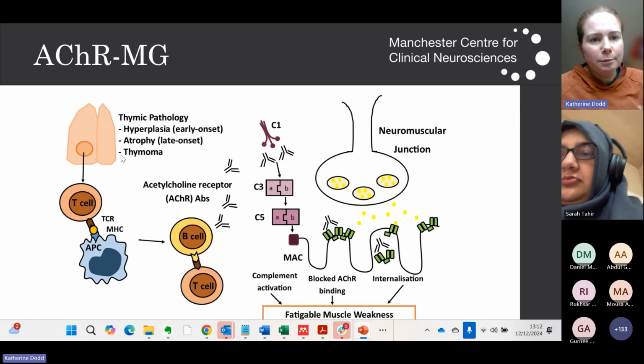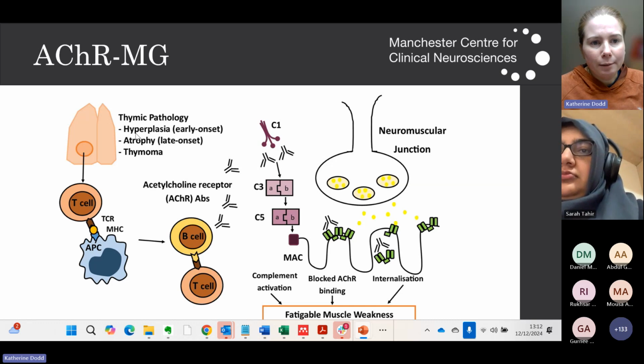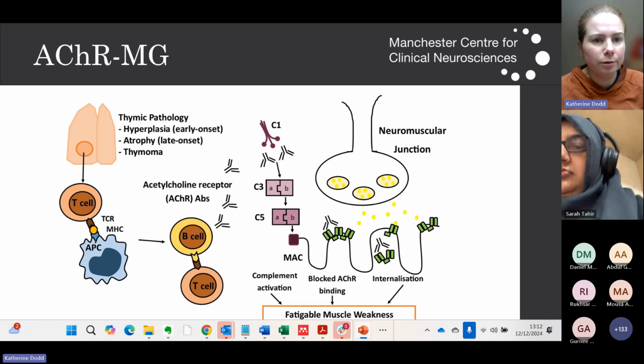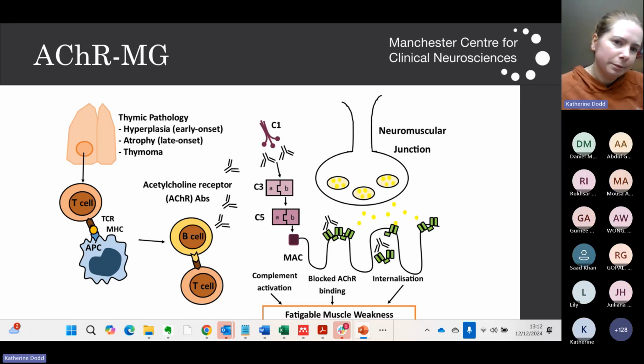So we've got the problem in the thymus. In early onset, there's this hyperplasia. In late onset, there's atrophy. And we all get atrophy in our thymus as we grow older, but there's thought to possibly be a specific loss of immune tolerance in late onset myasthenia, though it's not completely proven. And then 10% with a thymoma. But all of these lead to T and B cells, which produce pathogenic antibodies, the AChR receptor antibodies, which cause blocking of the receptor, internalization and activation of complement. And that all leads to fatigable muscle weakness.